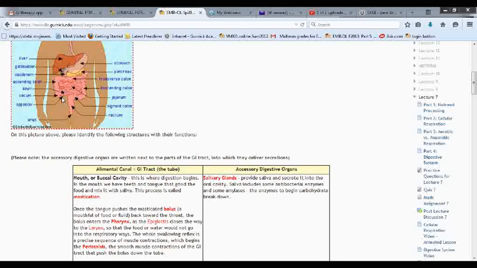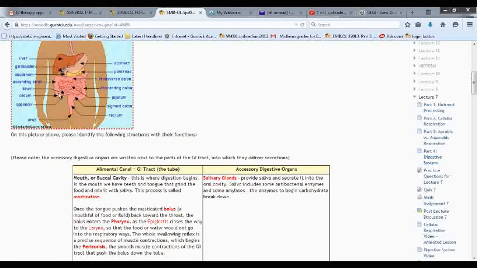The appendix doesn't have much of a digestive function in humans. It does in horses, but not in humans. In humans, it's more of a lymphatic organ because it acts mostly as a lymphatic tissue, and we're going to talk about lymphatic system and appendix as lymphatic tissue later on in this class.